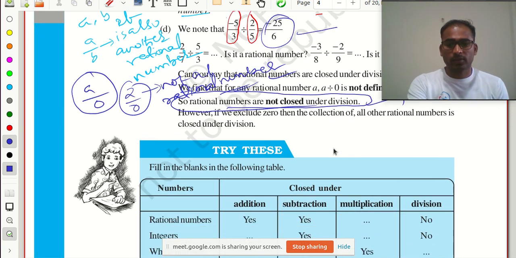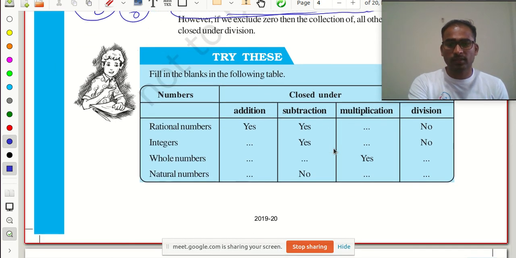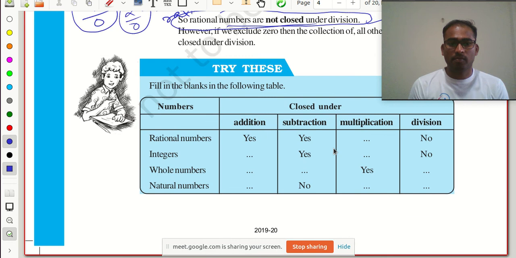Yes, sir. Okay, next, for the rational numbers we need to check whether these properties are closed under addition, subtraction, multiplication, division. For rational numbers, integers, whole numbers and natural numbers, we need to fill this blank. Shall I give this as homework or we will try here? We will try here. For rational numbers, addition is closed, subtraction is closed, multiplication is also closed, no? Yes. But division is not closed.